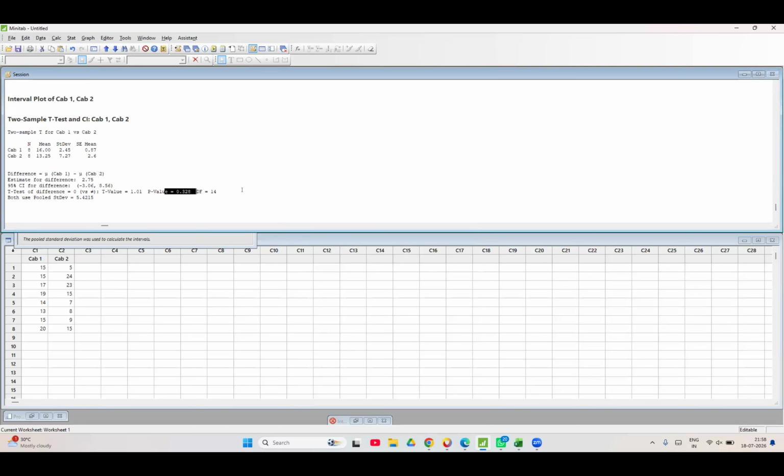Yes, sir. That means fail to reject the null. Fail to reject, since it is greater than 0.05. Can you do the two sample t-test or ANOVA in Excel also?